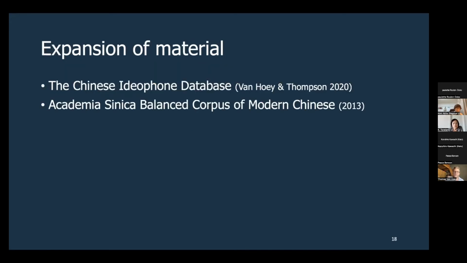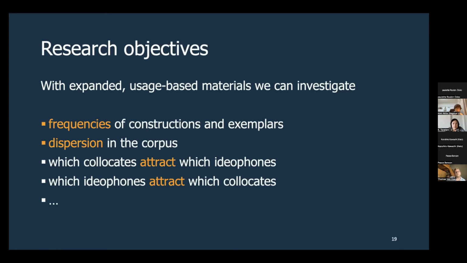I will talk about the material, the Chinese idiophone database, which I developed together with a colleague of mine, Arthur Lewis Thompson, and then also the Academia Sinica Balanced Corpus of Modern Chinese, which has about 10 million words, which are mostly hand annotated. And it's useful if you have a whole corpus available, because you can do lots of interesting stats. So the research objectives are, with this expanded usage material, we can investigate the frequencies of constructions, exemplars, dispersion in the corpus as well, and also the attraction between collocates and idiophones and vice versa.